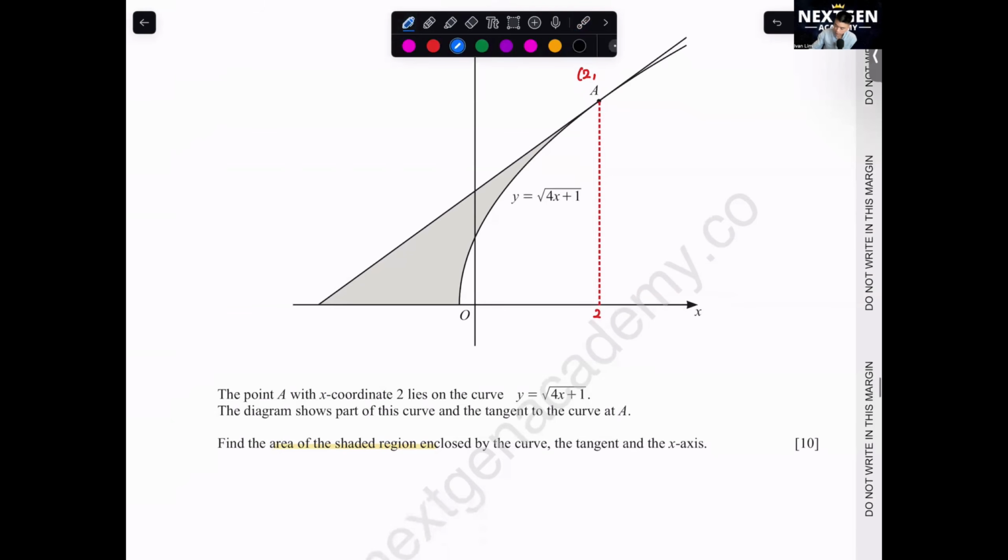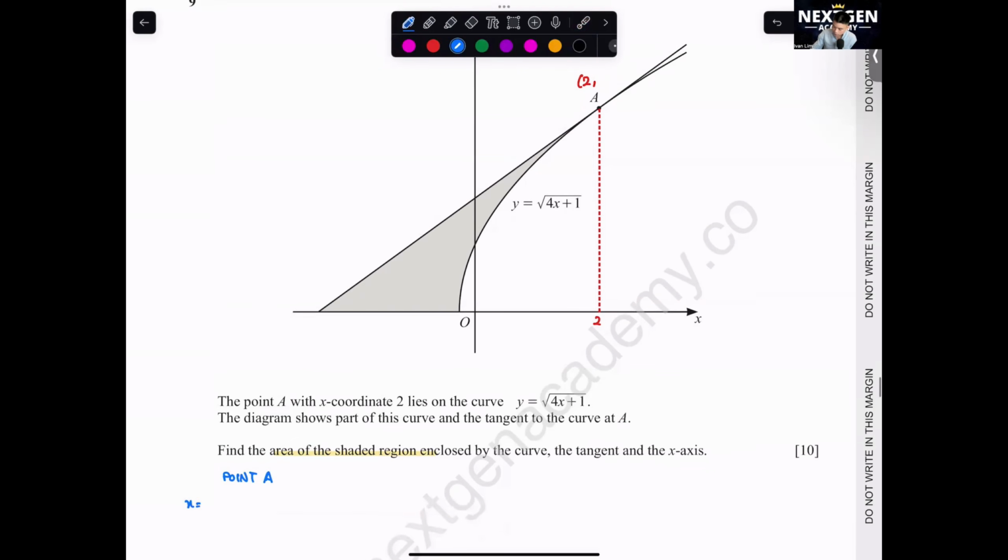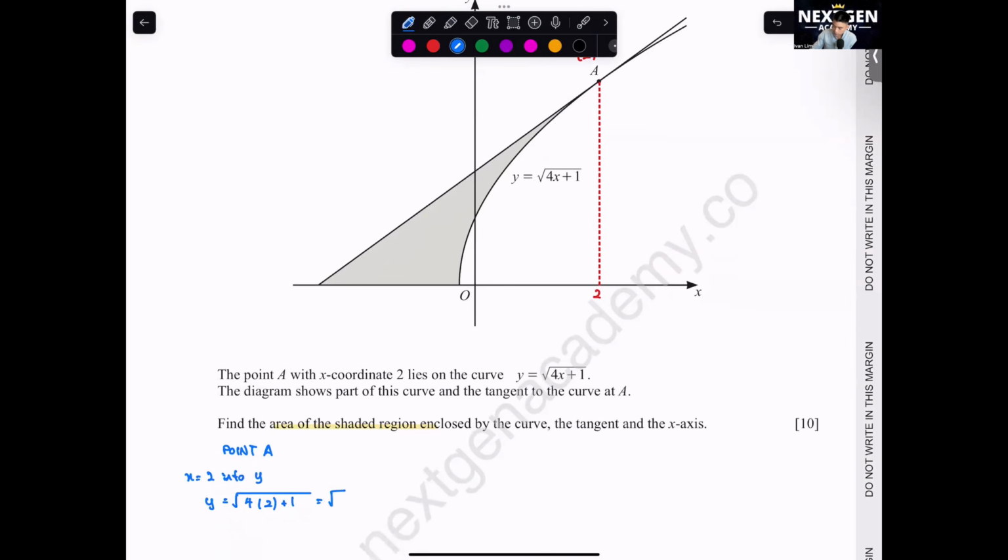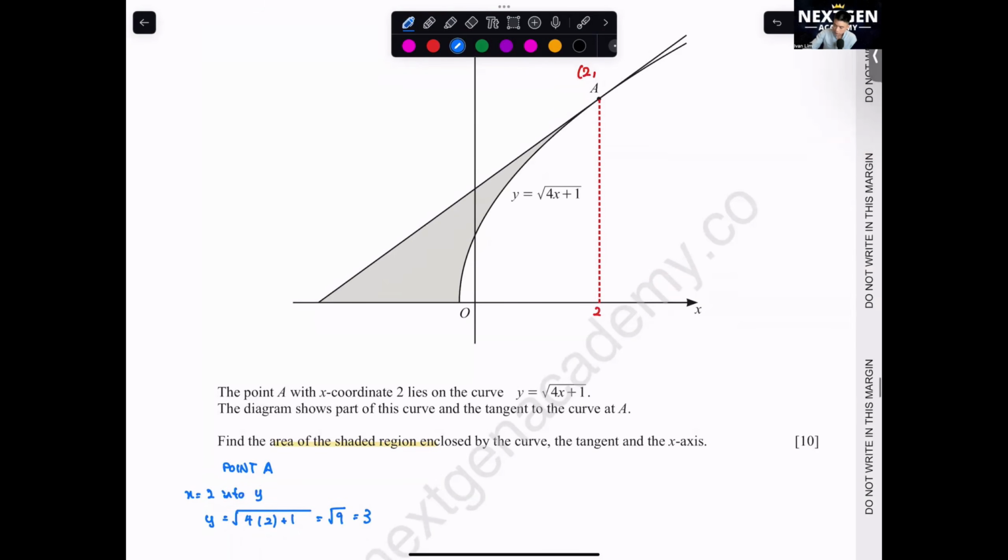Let's find what point A is first. We have to substitute x equals 2 into the y equation. So y equals square root of 4 times 2 plus 1. This will be square root of 9, which is 3. So I got 1 value here already: 2 and 3.